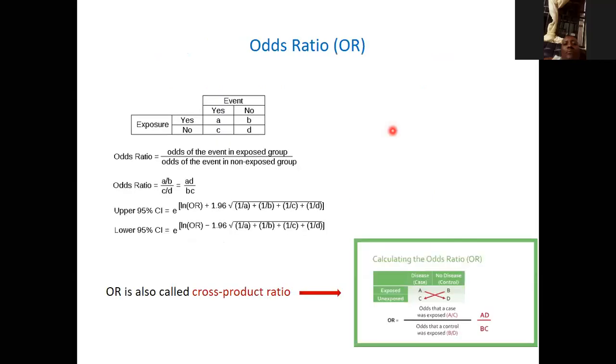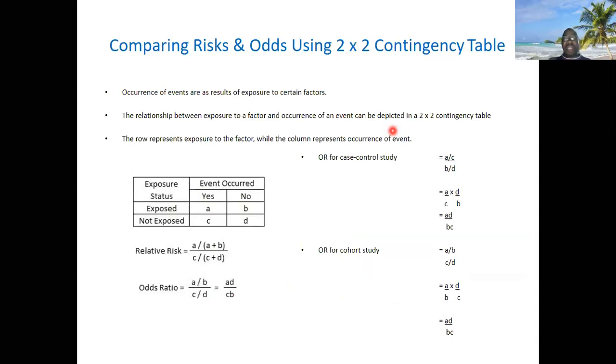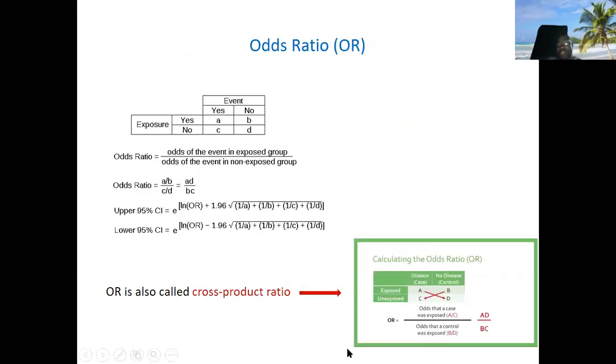Now, the formula has explained itself, because if you look at the formula, relative risk is A over A plus B, everything over C plus D. The odds ratio is AD over BC. That's just the logic. Now, look at what I was saying about the cross product: A times D divided by B times C, if you work it out yourself.